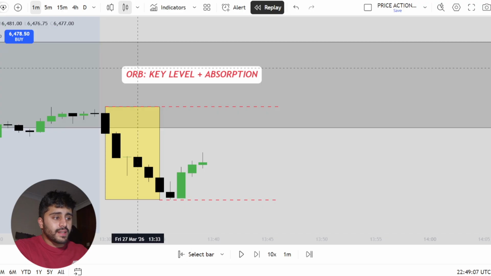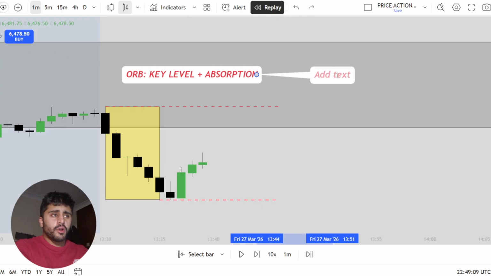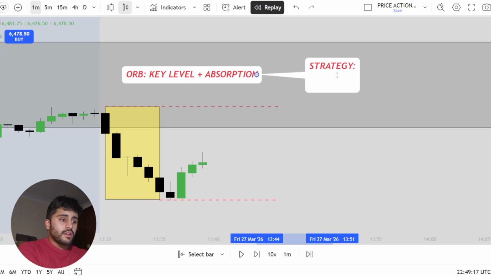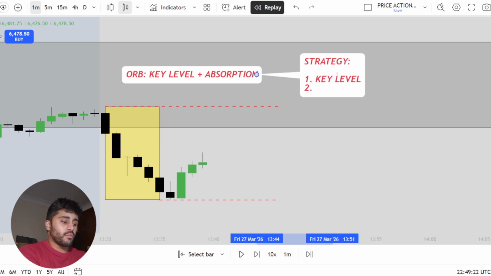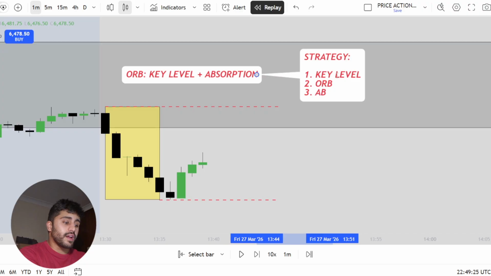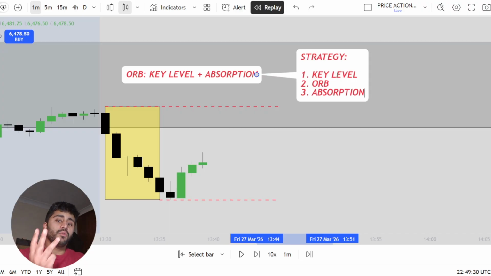So the orb is basically a key level, absorption, and if you want to put this into an actual strategy, it looks something like this, right? So a strategy comes down to three things. It comes down to a key level. Then you want to understand where your orb is, and then you want to pair the orb with an absorption, right? These are the three things that allow you to trade the orb. Just trading the orb alone without context of key levels, and even worse, without the absorption, is not going to cut it. You need to put it into a strategy. These are the three things that allow you to do that in the long term.